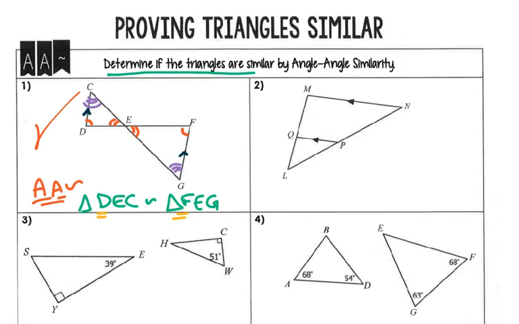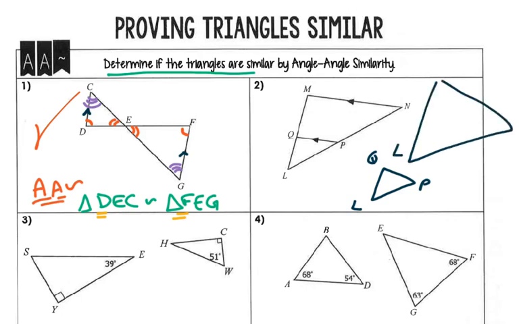In number 2, it's a little challenging to see which triangles we're referring to. So I'm going to separate these triangles apart. We have triangle LQP, and then the larger triangle is triangle LMN. Now, from the original diagram, the sides are parallel. These segments are parallel. So now we can say we have corresponding angles on both ends here. And we can go ahead and transfer that information onto our separate triangles. So we can see that the triangles are similar by angle-angle similarity.